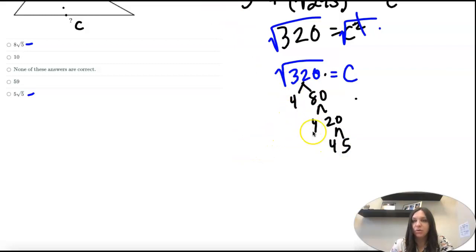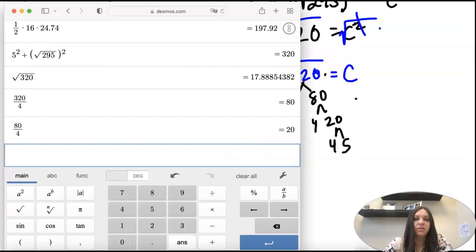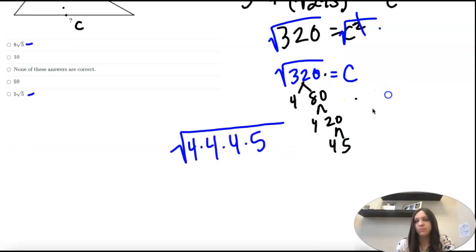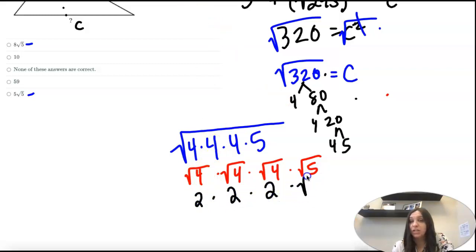Are you like, why is she choosing 4? I'm choosing 4 because I'm going to rewrite 320. 320 is really 4 times 4 times 5, right? I chose 4 because I know the square root of 4 is 2. So I can split this up into the square root of 4 times the square root of 4 times the square root of 4 times the square root of 5. I know the square root of 4 is 2 times 2 times 2, but I don't know what the square root of 5 is, so I'm going to leave that. So 2 times 2 times 2 is 8, and the square root of 5 has to stay. So it's this one.